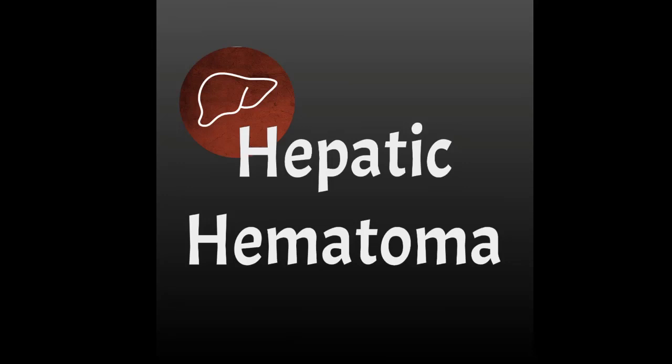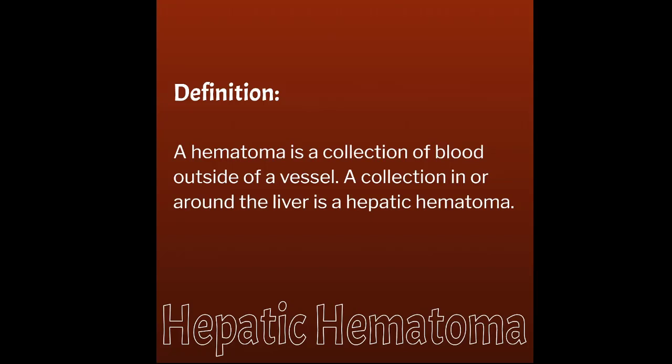Our next disease then is the hepatic hematoma. So in general, hematoma is really just a collection of blood outside of a vessel. We expect blood to be in the blood vessels. We can see it by ultrasound. Once the blood leaves the blood vessel, we have now created a hematoma. A hepatic hematoma then is a collection of blood involving the liver.